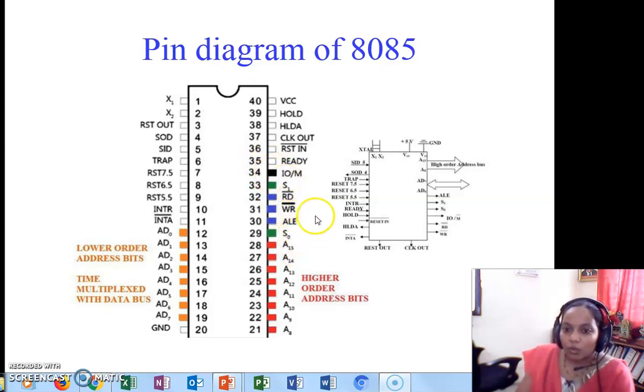S1 and S0 are the control signals. Read and write signals are provided here for read and write operations. A8 to A15 are the higher order address bits. So students, you will understand the pin diagram of 8085.